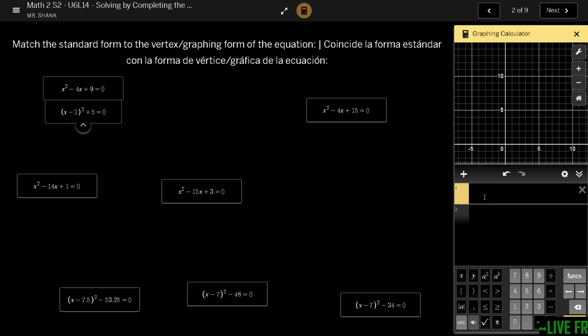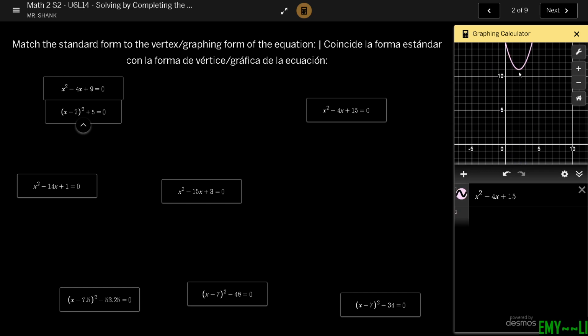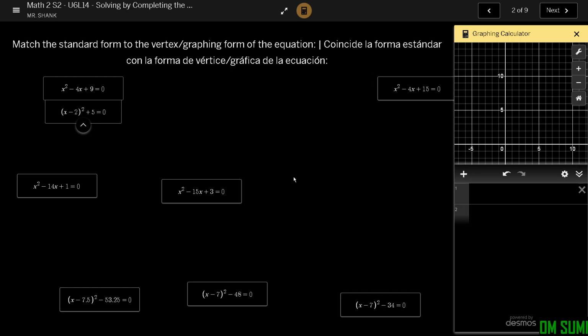I'm going to say x squared minus 4x plus 15. Let's look at the vertex on this one. So the vertex is 2, 11. So I need to find where the 2, 11 is. I don't see it. But that's okay. I can find a different one. So let's put that one on hold. So I'll put that to the side.